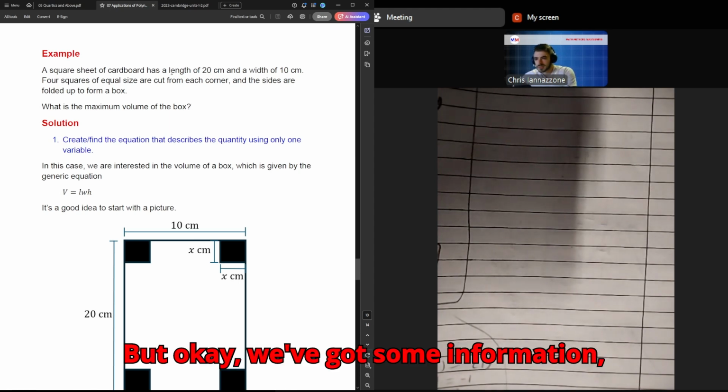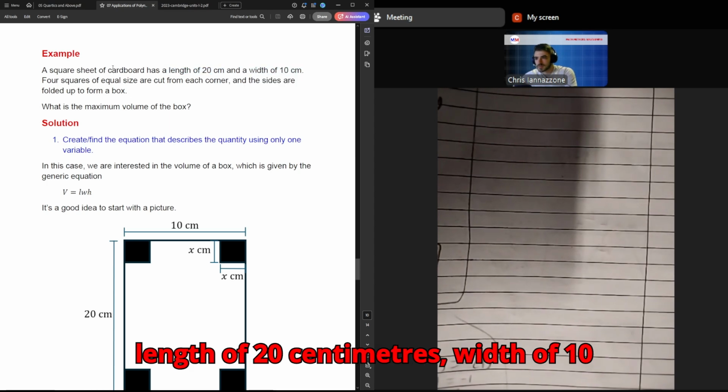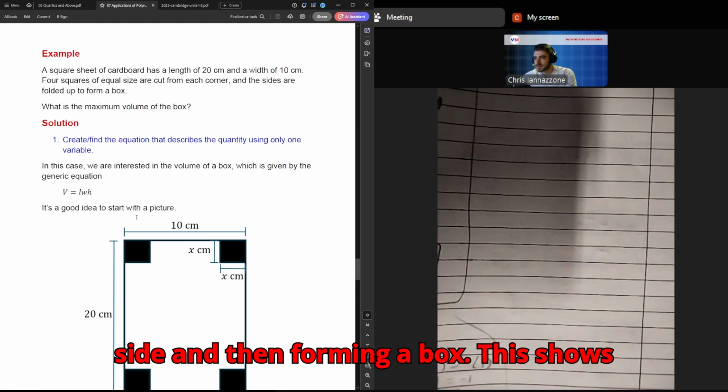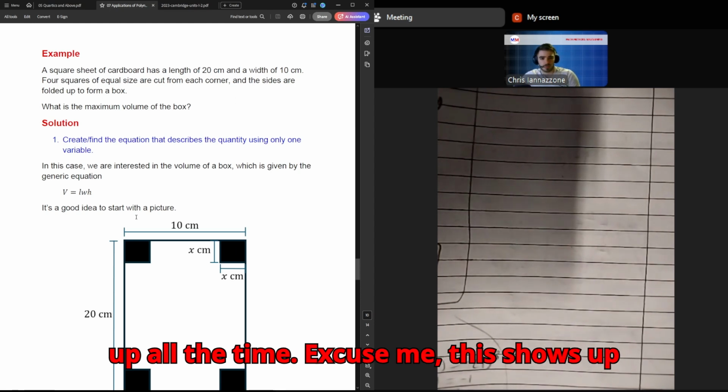But okay, we've got some information. Length of 20 centimeters, width of 10 centimeters, cutting out some x's on the side, and then forming a box. This shows up all the time. Excuse me, this shows up all the time forever.